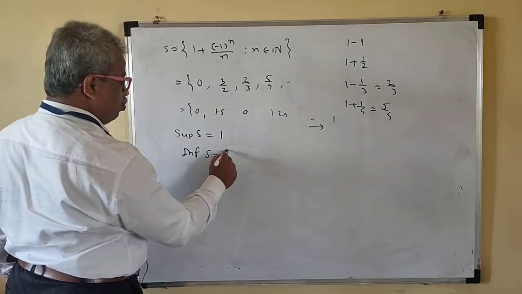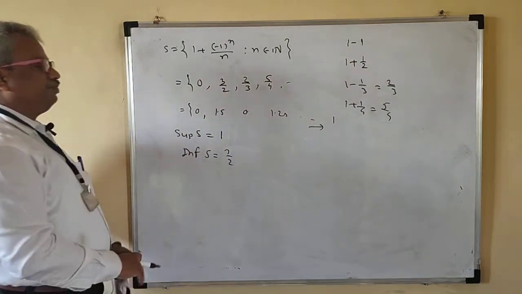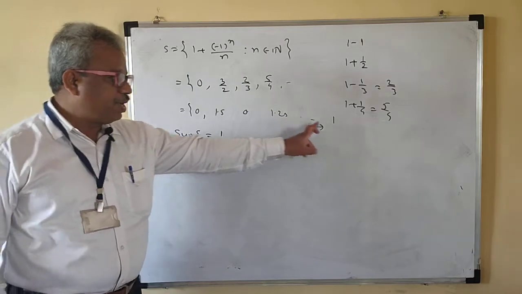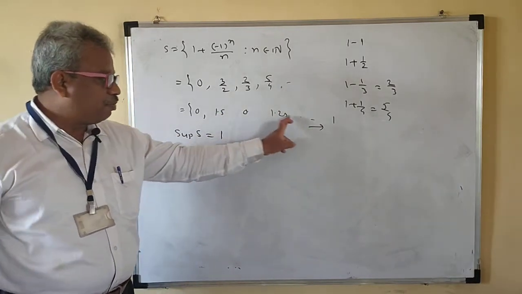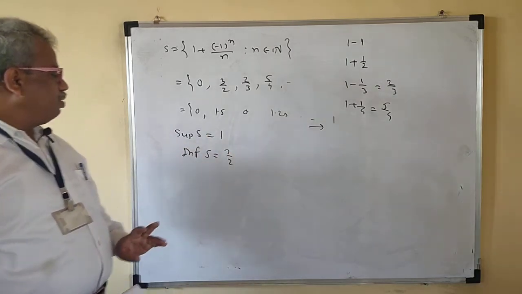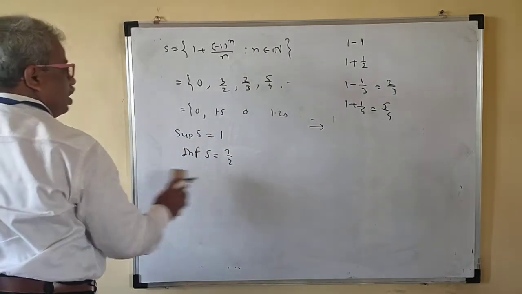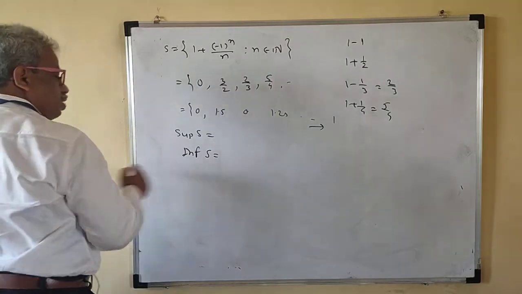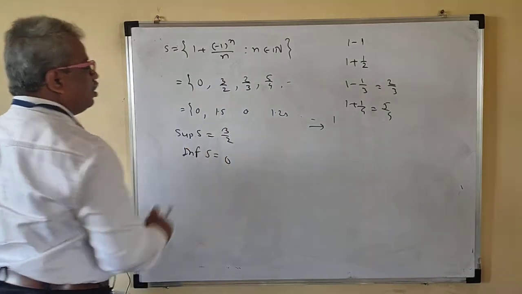This tends to 1. But 3 by 2 is the biggest number. This is 3 by 2. This 1.5 tends to 1. So this becomes smaller and smaller, but this 1.5 is the biggest one. So 3 by 2 is your supremum. Okay, this is wrong actually. So this 0 was the correct one. But 3 by 2, this was the 3 by 2.